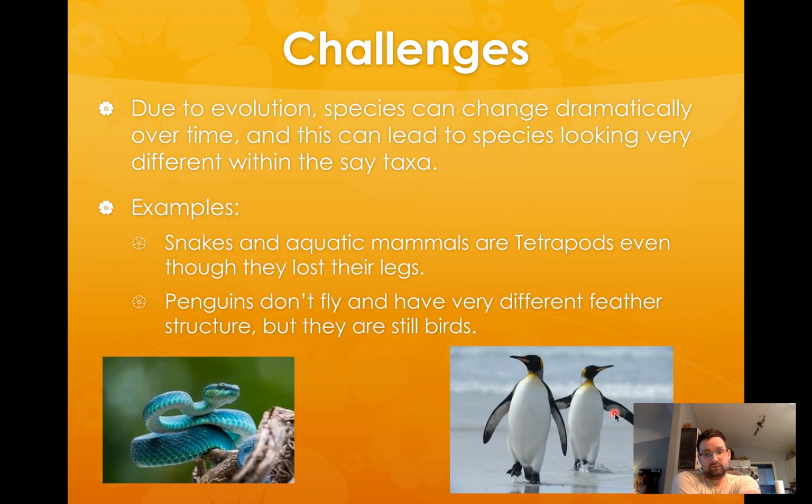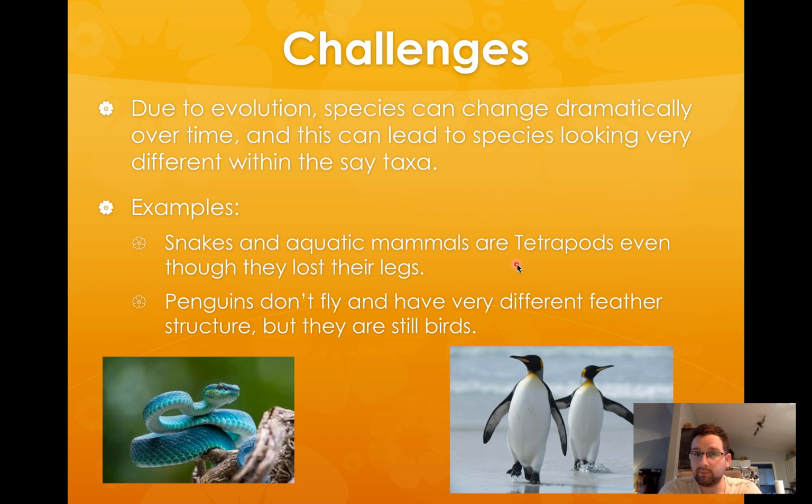Other issues. Just because something doesn't look like it should be in a category doesn't mean it shouldn't be in that category. Examples. We've talked about both of these. Snakes. Snakes belong to a group called tetrapods. Tetra means four, pod means foot, and it's just a category of animals that have four legs, right? So dogs, bears, primates, people, we have four limbs, right?